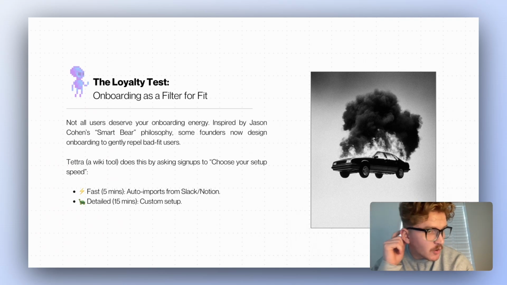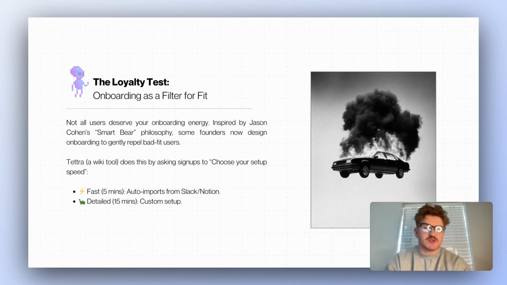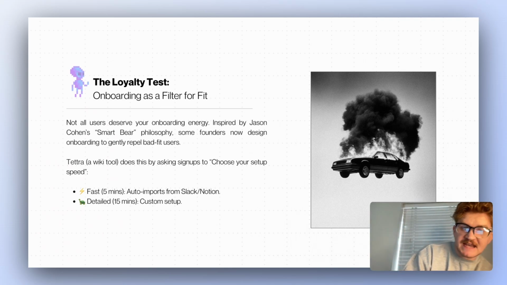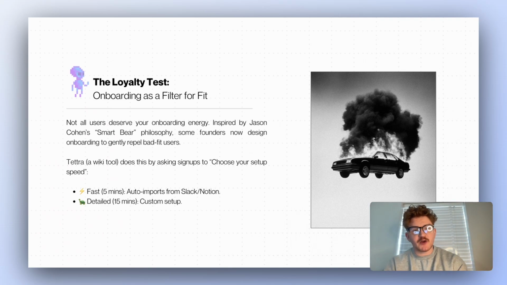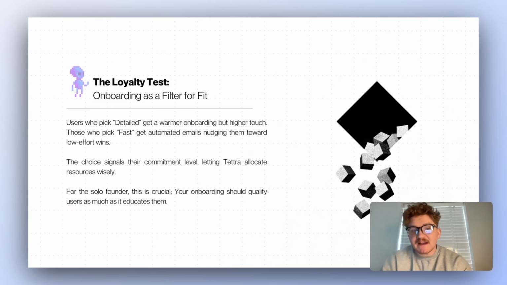Tetra, a wiki tool, does this by asking signups to choose their setup speed. Either fast, like auto imports from their other data platforms like Slack or Notion, or detailed, which is a long custom setup. Users who pick detailed get a warmer onboarding and more touch points. Those who pick fast get more automated emails, and they nudge them towards more low-effort wins. Now, the choice signals their commitment level.